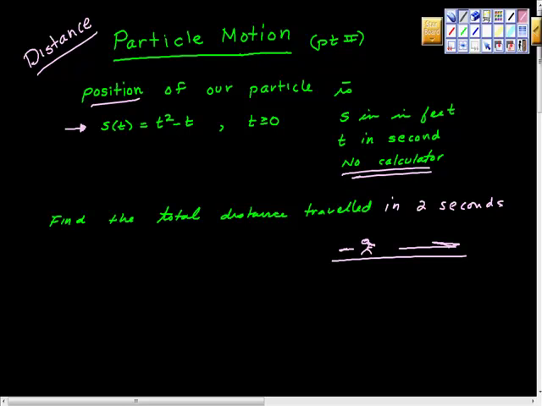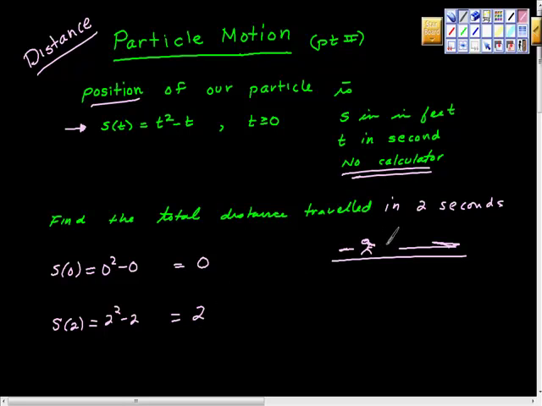So what you could do is say, well, what's his beginning position? Where is he at s of 0? We take this function and we take 0 squared minus 0, which is equal to 0. So he starts at 0. And then we could say, where is he at s of 2? At s of 2, he's at 2 squared minus 2, which is 4 minus 2, which is equal to 2. And so it might seem to us that the total distance traveled is 2.